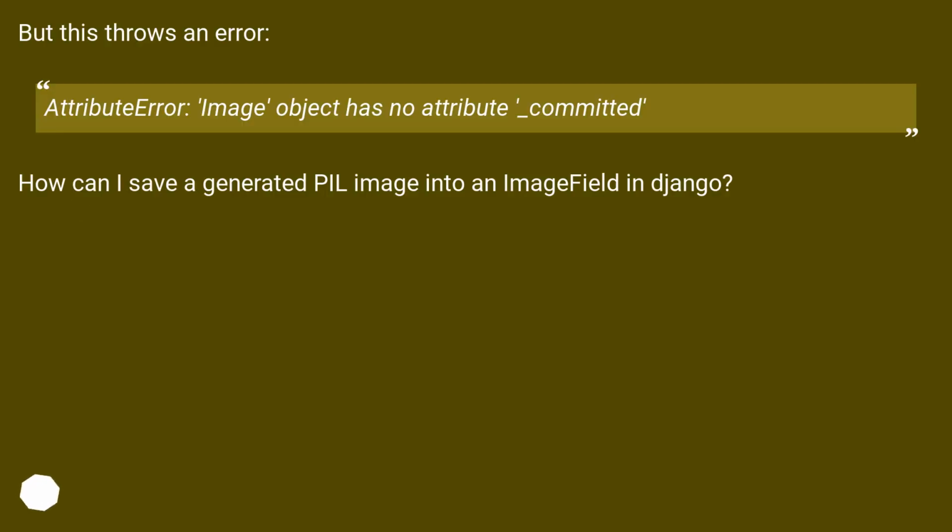But this throws an error. AttributeError: 'Image' object has no attribute '_committed'. How can I save a generated PIL image into an image field in Django?